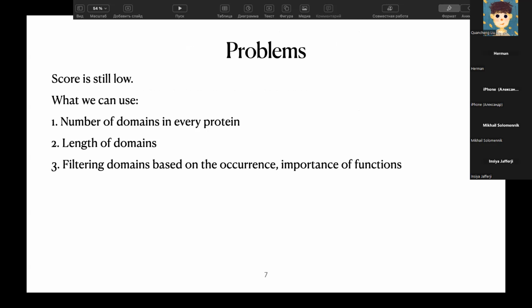And there are some problems we faced. The score is still low, and we can change some features that we can use for obtaining a higher score. For example, the number of domains in every protein, the length of domains, or maybe filtering domains based on the occurrence and importance of functions.